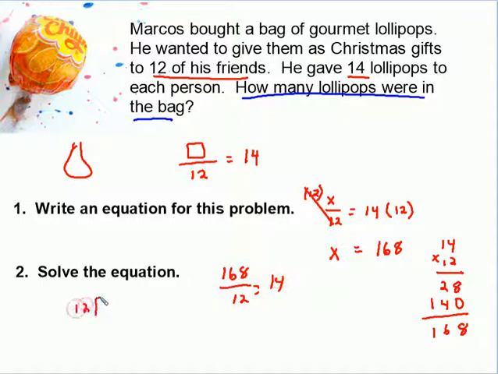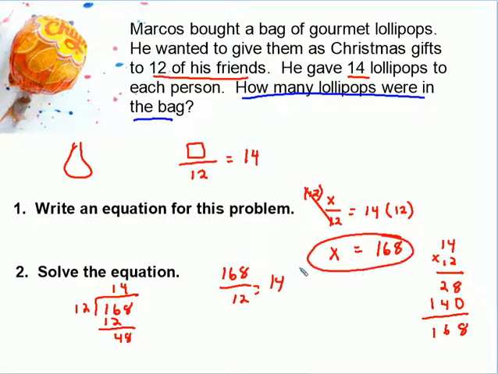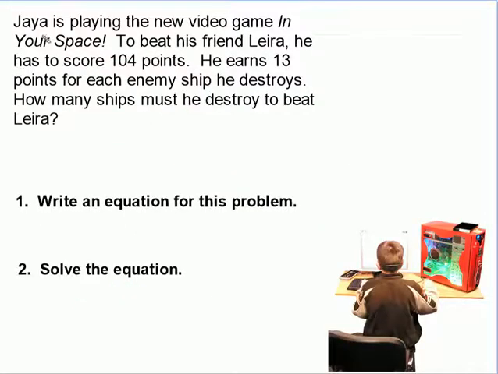Let's try it out. 12 goes into 168 one time. 12 times 1 is 12. Subtract here and we get 48. 12 goes into 48 four times, and indeed the answer is 14, so we know that we are correct. X is equal to 168.